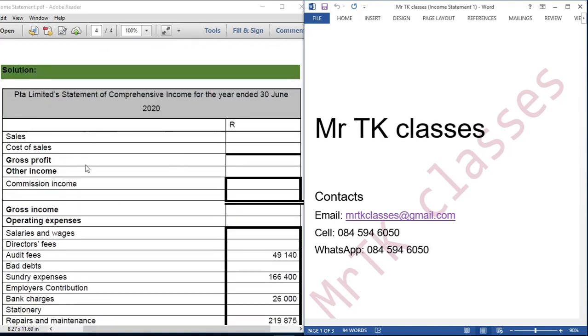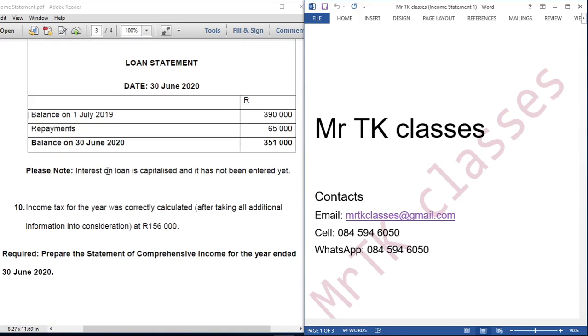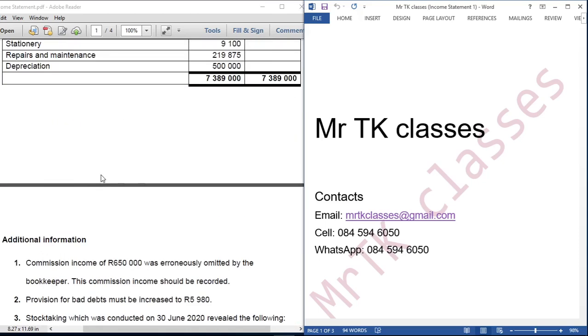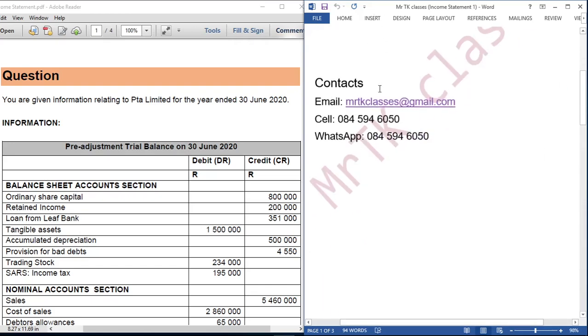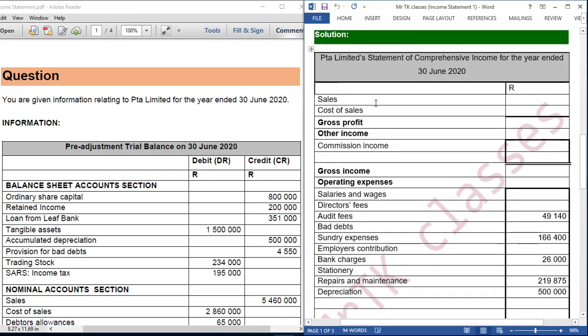The solution, okay, this is the answer book. We go back to our question. We are going to prepare our answer here. To prepare the statement of comprehensive income, you should know the layout or the format. So we start with our sales. The sales amount is 5,460,000.